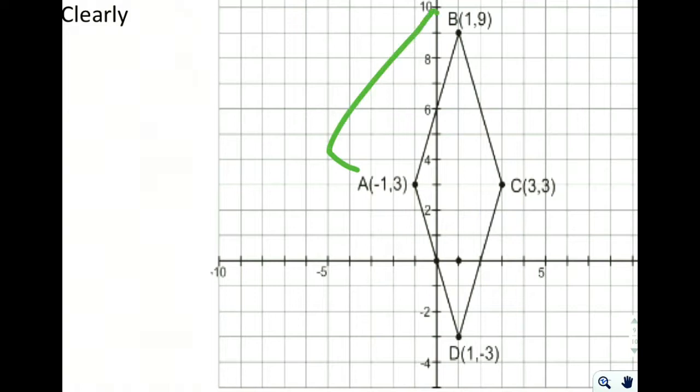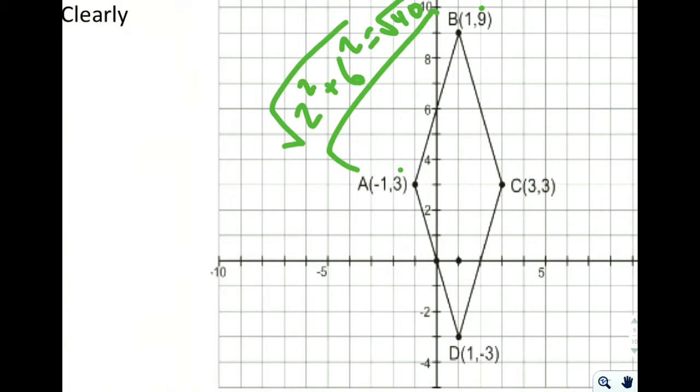Our change in the x's is 2. 1 and -1 are 2 apart. So we have 2 in the x's. We'll square that. Plus the difference between 3 and 9 is 6, so our y's are 6 apart. And let's square root that. 2 squared is 4, 6 squared is 36. That's going to be the square root of 40 when you add 36 and 4 together. So our distance here is the square root of 40.